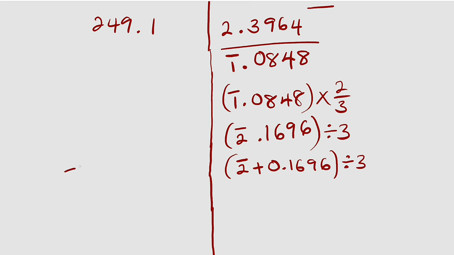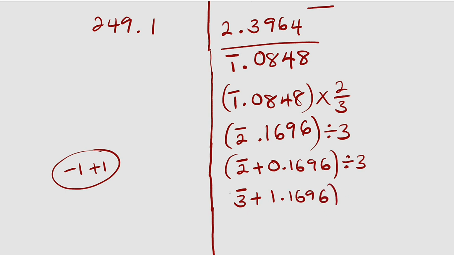Again, we are going to subtract 1 and add 1 to the result because this is 0. So we add bar 1 here to make it bar 3 because it is only bar 3 and its multiples that are divisible by 3. So we have bar 3 here plus, then we take the 1 to the other side, 1.1696. So we can divide this by 3.